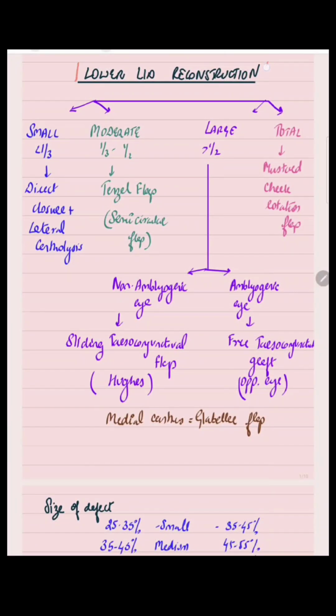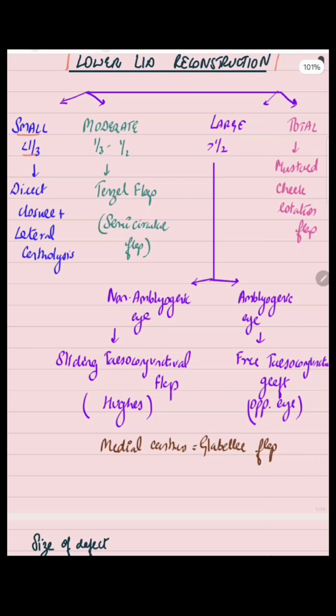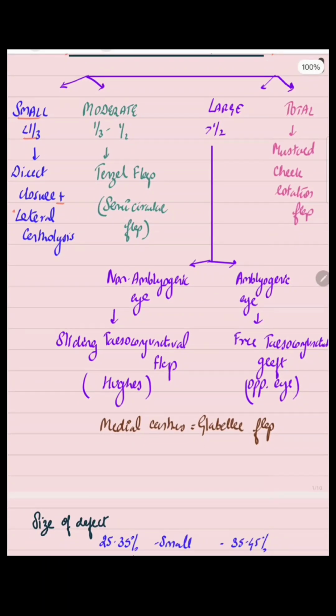Lid reconstruction. The choice of procedure depends on the extent of the lid defect. If it is small, less than 1/3, this is a rough classification, we can do a direct closure with or without lateral cantholysis. If it is moderate, 1/3 to half, then a tensile flap, that is a semicircular flap, is preferred.